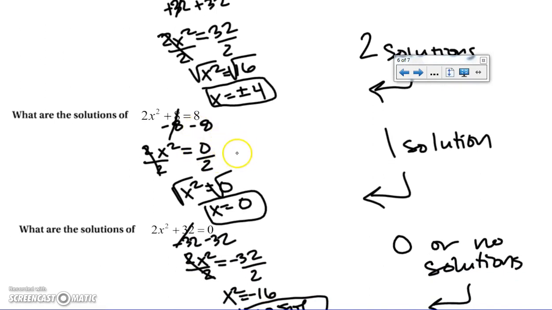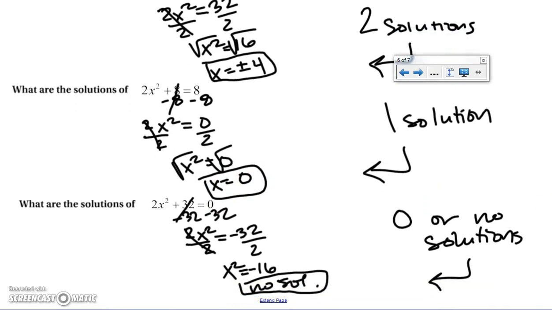For your second problem, you should have gotten down to x equals 0, which is just one solution. There's no plus or minus 0, just 0. And on the last one, you should have got down to x squared equals negative 16, which means no solution because you cannot square root a negative number.